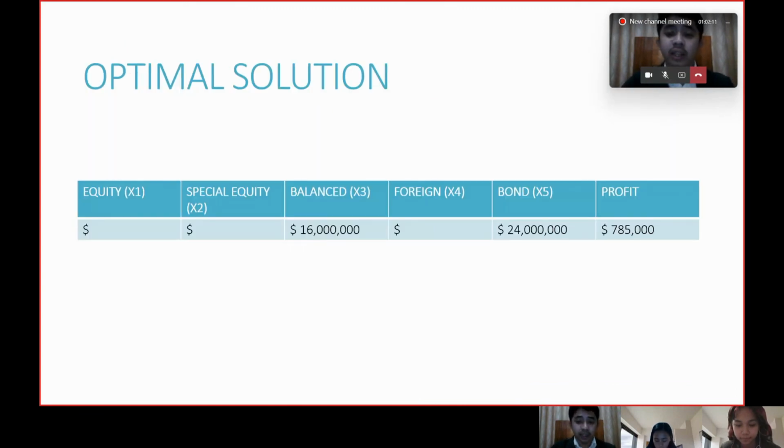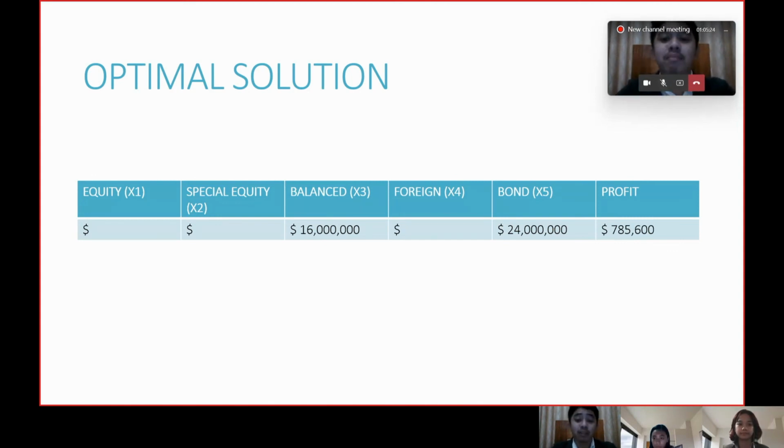Since we already identified the necessary information, we were able to determine the possible allocation of the $40 million investment by the use of Excel Solver. So the optimal solution is to invest in balance and bonds investment with the amount of $16 million and $24 million respectively. The initial investment of $40 million will gain us a profit of $785,600. That will be all.